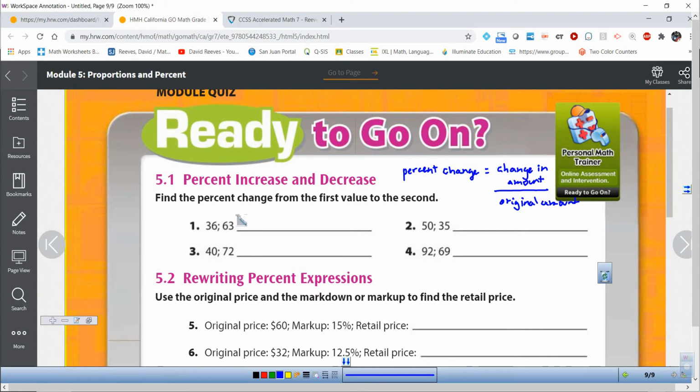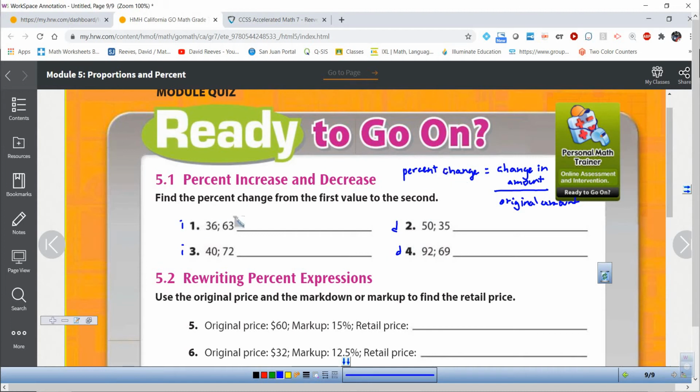All right, so it says find the percent change from the first value to the second. So first, let's just look, are these increases or decreases? This first one goes from 36 to 63. That's an increase, right? Next one goes from 50 to 35. That would be a decrease. 40 to 72, increase. 92 to 69, decrease. Okay. All right. So let's find these percent changes.